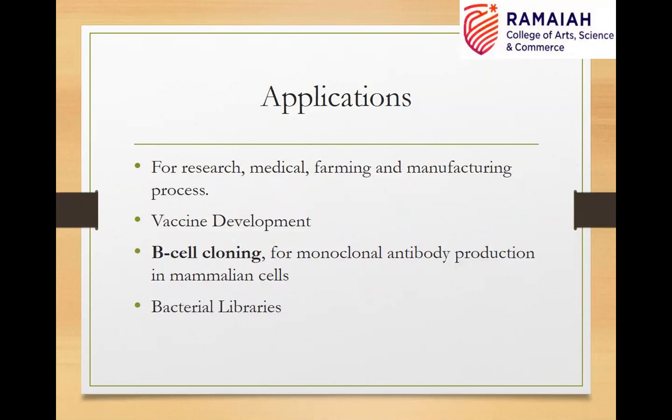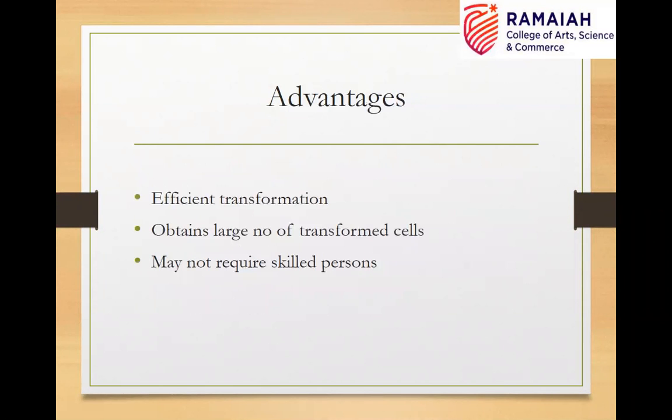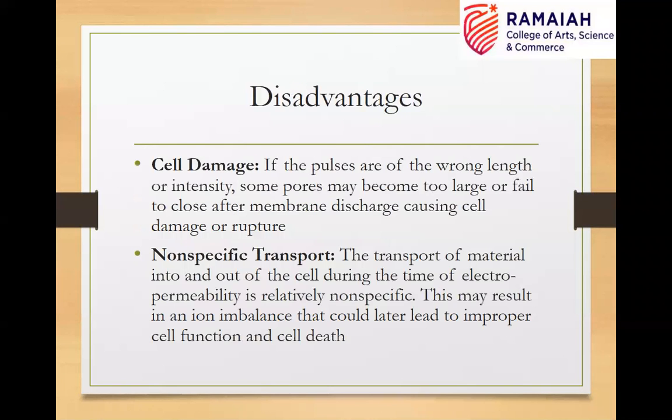It can be used for vaccine development and also for B-cell cloning in monoclonal antibody production in mammalian cells. It can also be used for producing bacterial libraries. These are all the various applications of electroporation. If you look at the advantages of this electroporation process, it is a very efficient transformation method, and it obtains a very large number of transformed cells. Efficiency is more, meaning more cells are transformed, and it may not require skilled personnel.